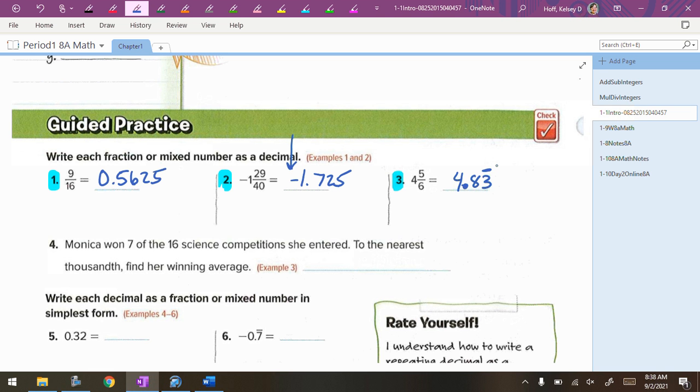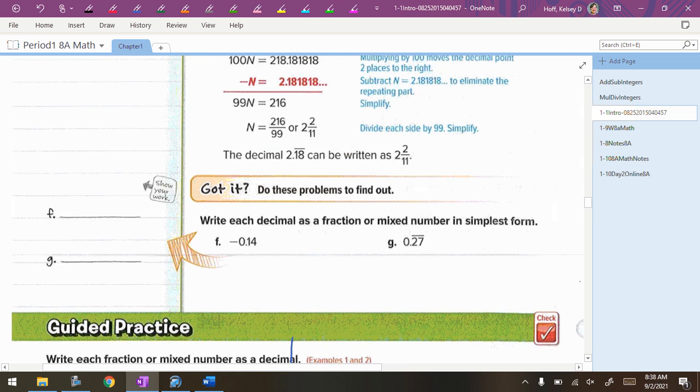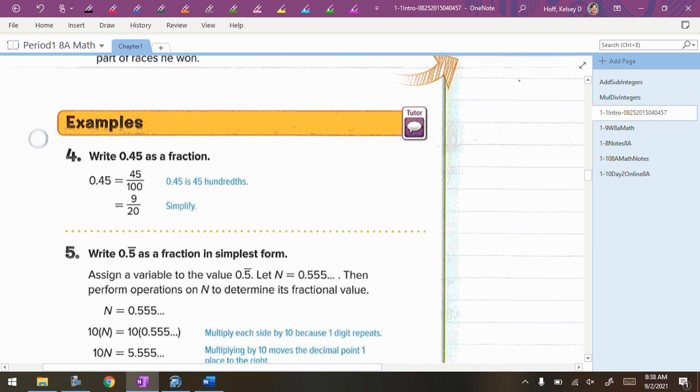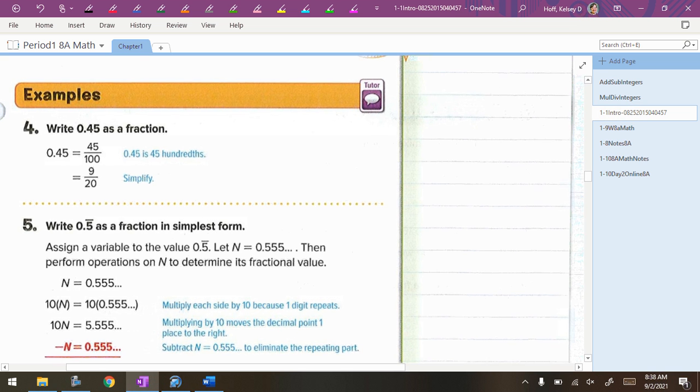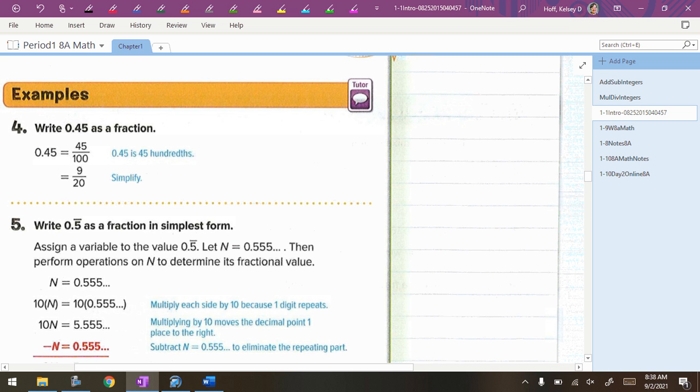All right. That's the first half of what we're doing. Now we got to flip back a page to example number 4 on page 9, about halfway down. So now they're going to do the opposite thing. Now they're going to give us a decimal, and we have to change it into a fraction.